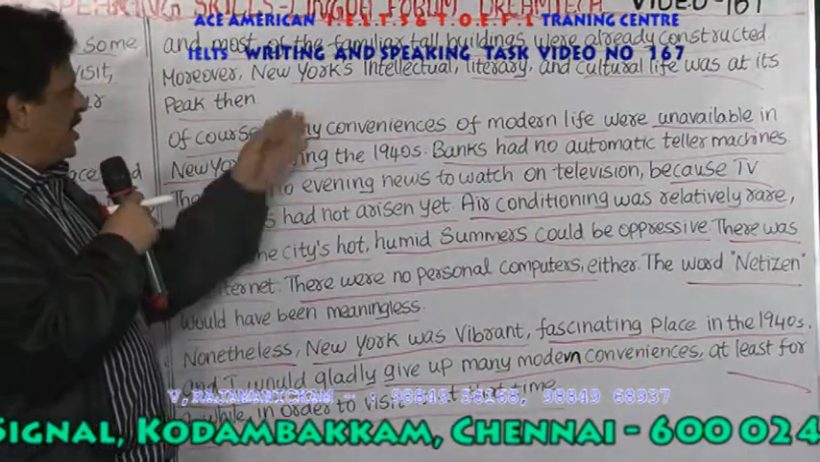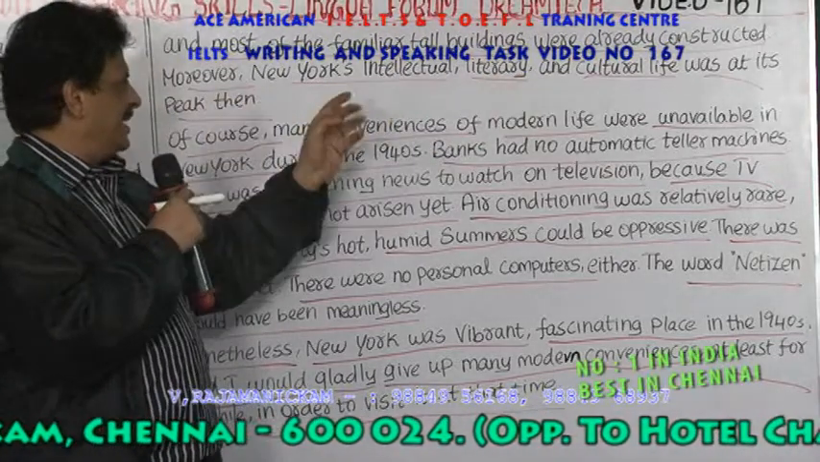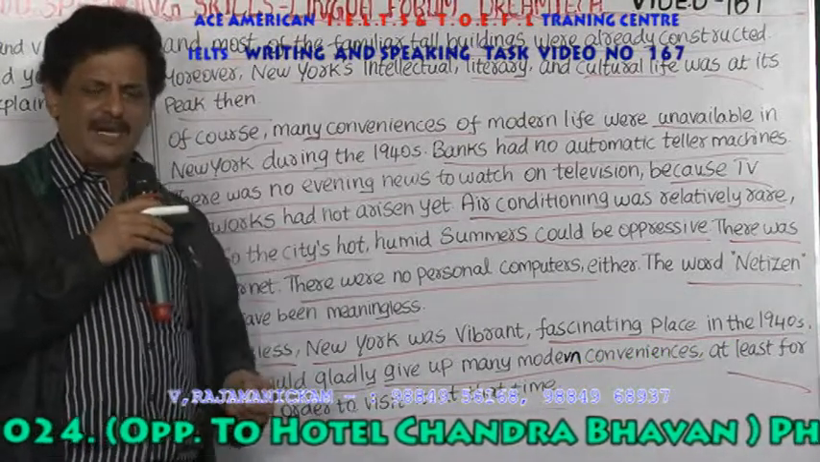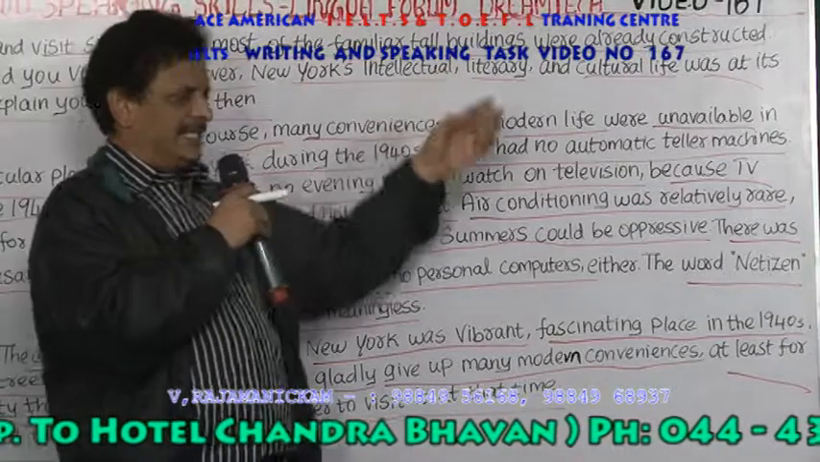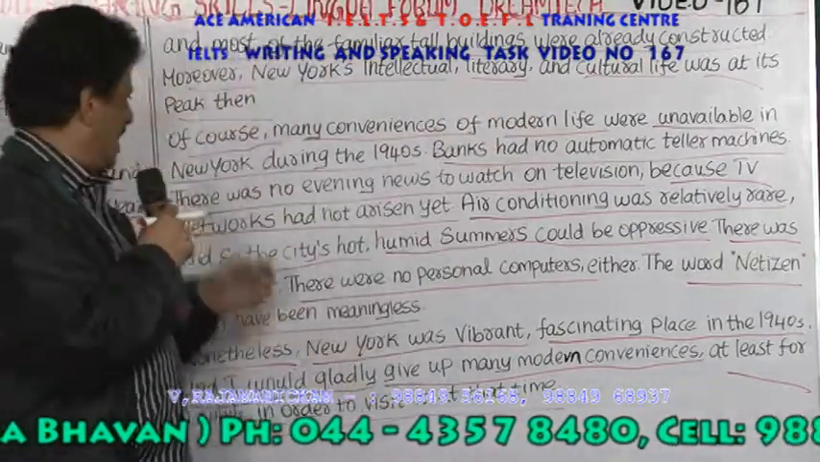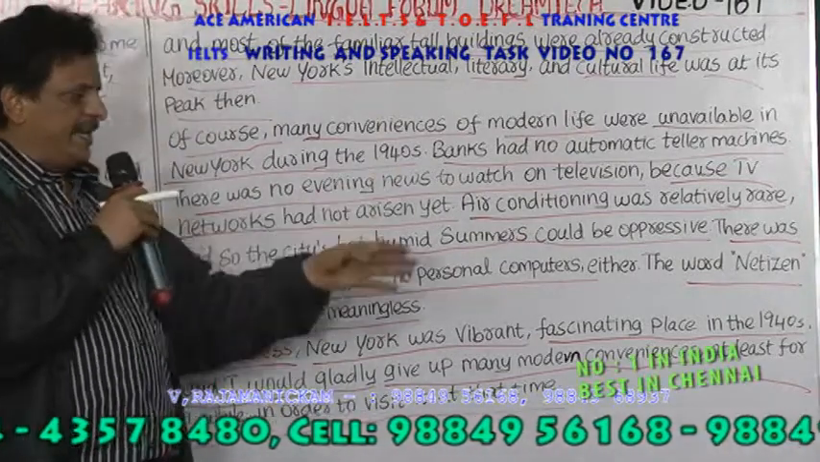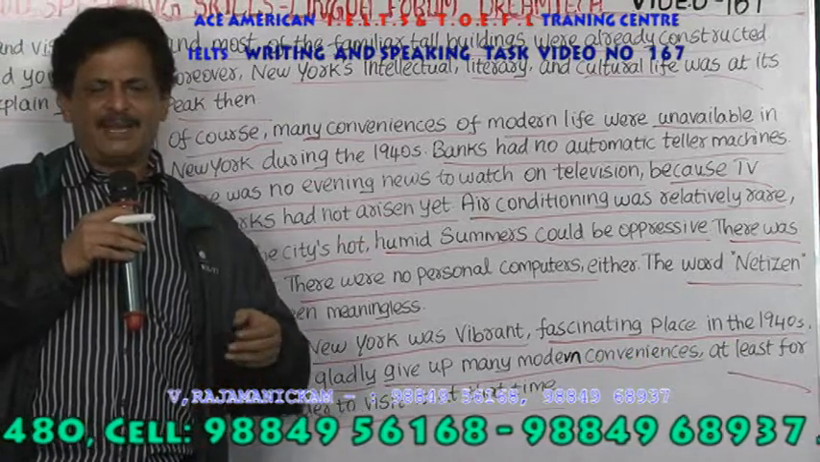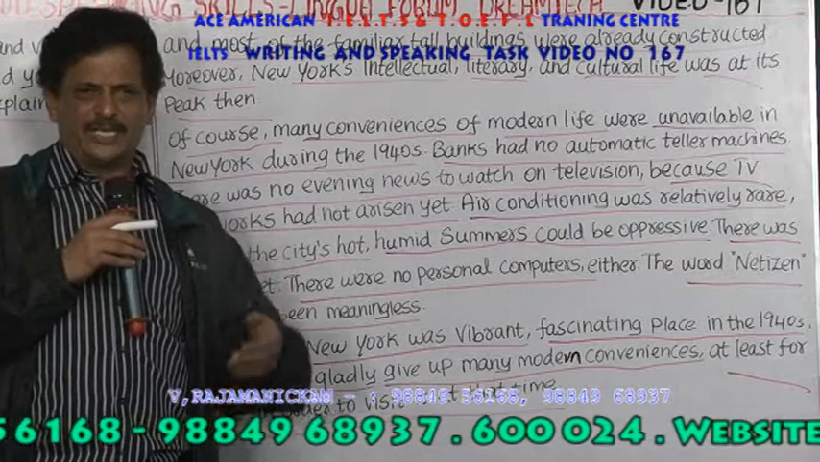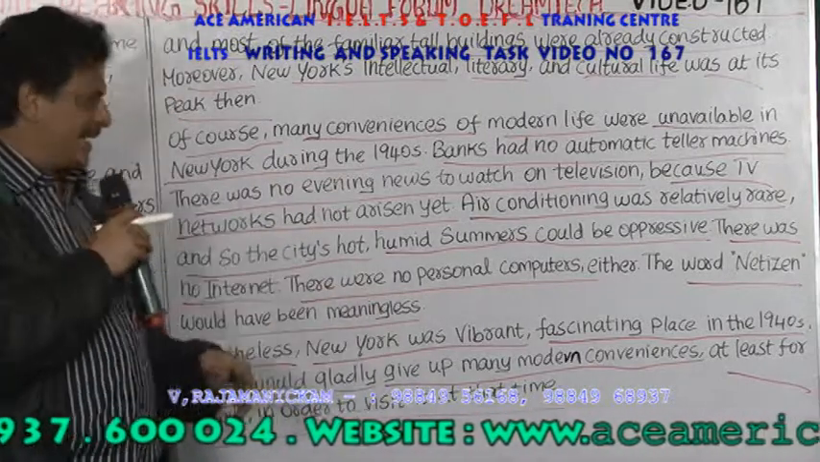Moreover, அதற்கு மேல் New York's intellectual, literary and cultural life was at its peak then. நியூயார்க் மாநகரத்தினுடைய intellectual என்றால் என்ன? புத்திசாலித்தனமான படிப்பறிவுள்ள மக்கள், literary அதுவும் படிப்பறிவு, cultural கலாச்சார வாழ்க்கை அப்பொழுது மிக உச்சத்தில் இருந்தது என்று சொல்கிறார். அடுத்த பத்தியிலே என்னென்ன சொல்கிறார்? அந்த காலத்திலும் இந்த காலத்தையும் ஒப்பிட்டு சொல்கிறார். அந்த காலத்தில் போயிருக்க வேண்டும் என்று சொல்கிறார். இந்த காலத்தில் உள்ள நிறைவான விஷயங்கள் அந்த காலத்தில் இல்லை, அதையும் சொல்கிறார்.